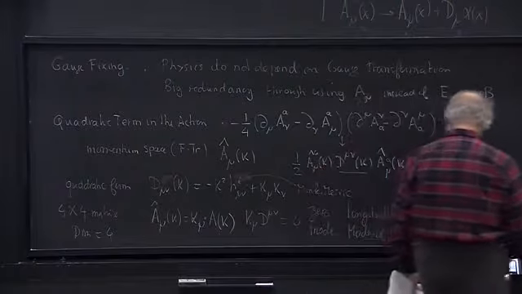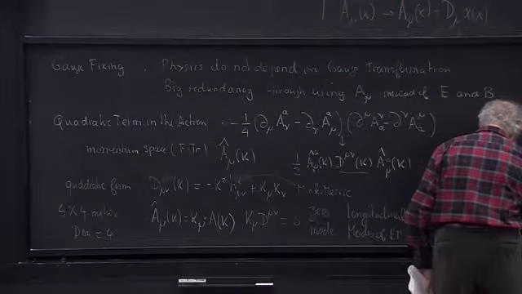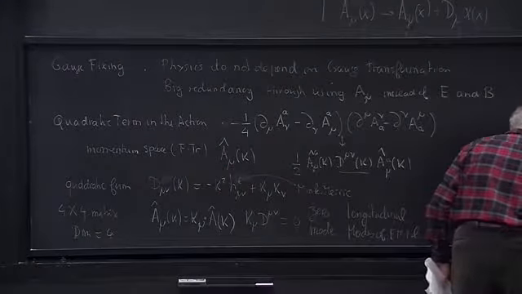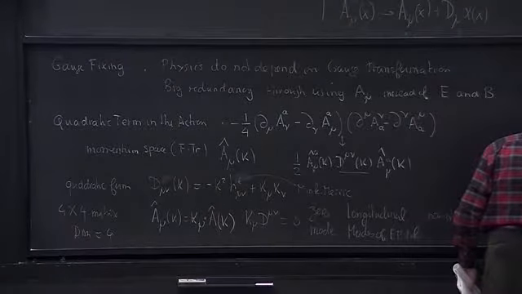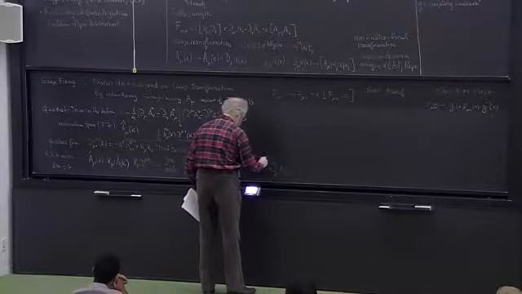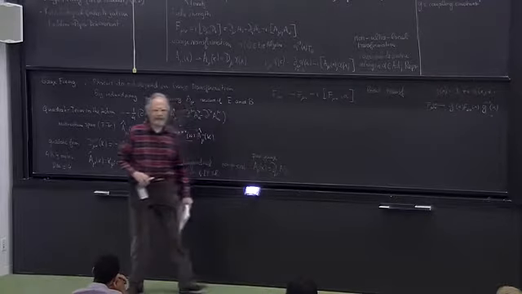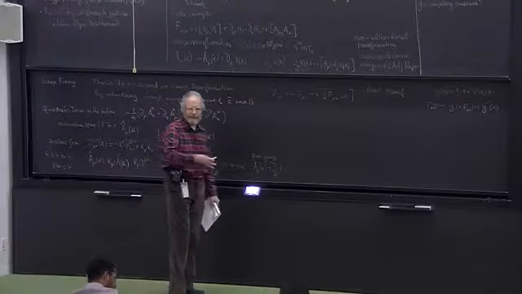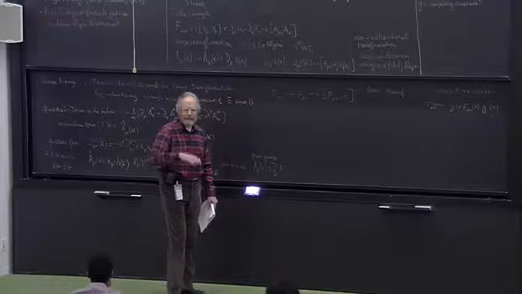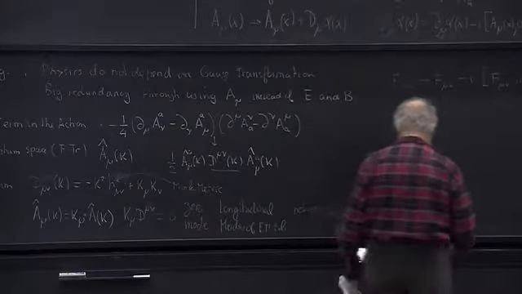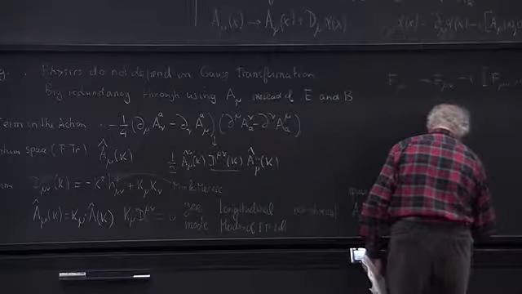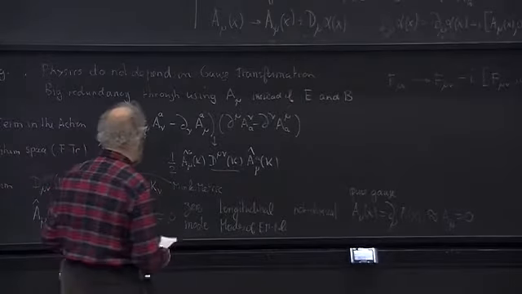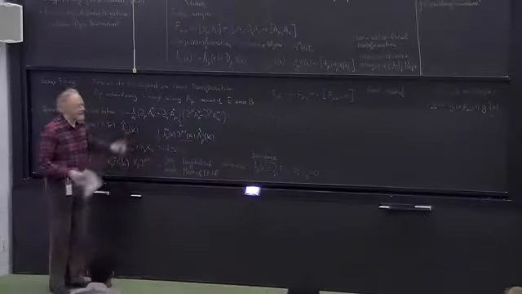So longitudinal modes correspond to A mu of x equal to d mu of some function A of x. So it's a pure gauge. That's why it's unphysical. It's a field which is just given by a gauge transformation acting on the zero configuration, the configuration where A equals zero. So it's equivalent to A mu equals zero by gauge transformation. So no surprise that the term is zero.